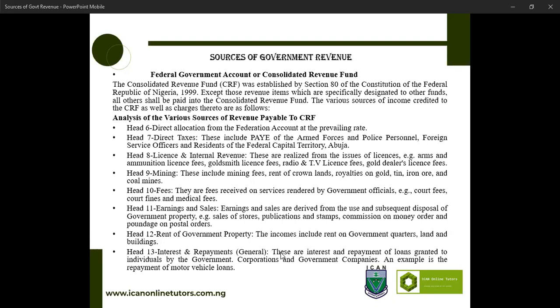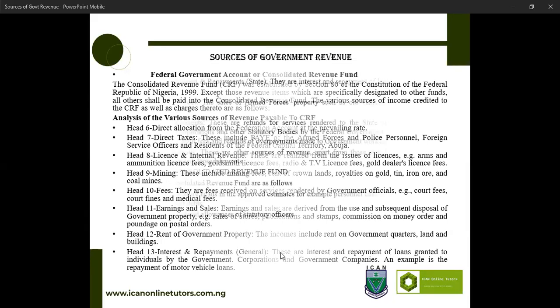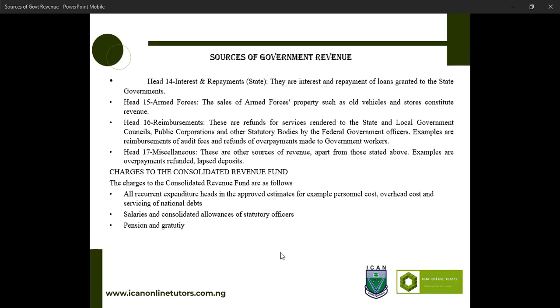We have interest and repayments, general, at Ed 13. And these are interest and repayment of loans granted to individuals by government, corporations, and government companies. An example is the repayment of motor vehicle loans. That's at 13. Then we have interest and repayment, states, and these are interest and repayment of loans granted to the state government.